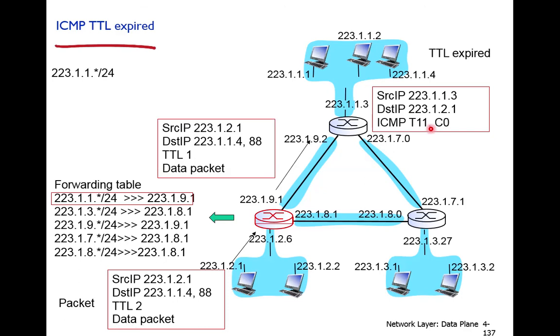From this type and code, we can come to know that the message was discarded because the TTL value expired. So the message was discarded. Why? The TTL value expired. So it should resend the message, but with an increased TTL value. This is called localization.